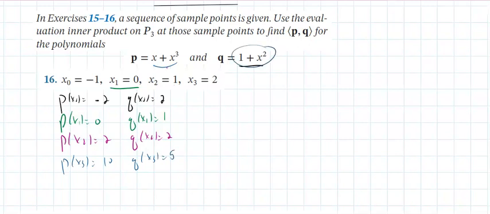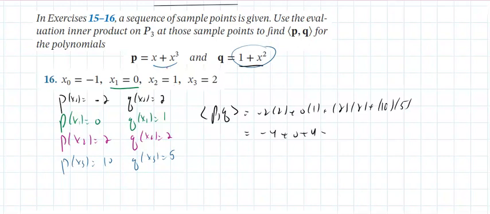And now if we say, hey, can you find the inner product of P and Q? Well, that's simply -2 times 2 plus 0 times 1 plus 2 times 2 plus 10 times 5, whatever that is. And that turns out to be -4 plus 0 plus 4 plus 50. So that's just 50. And there it is.